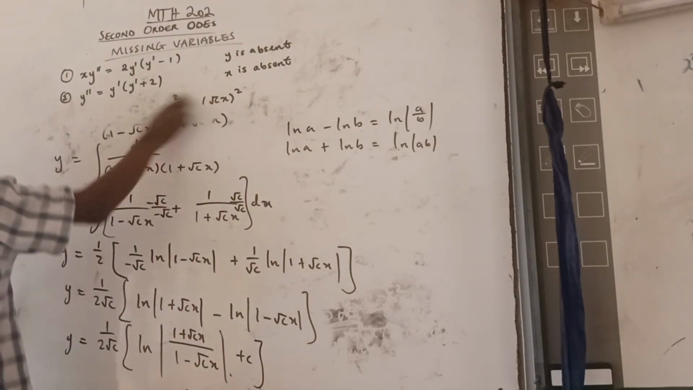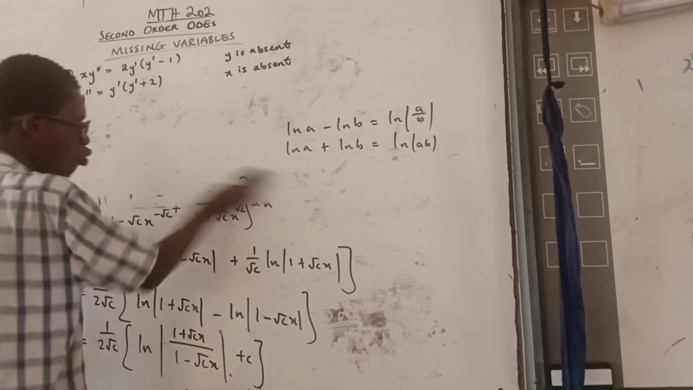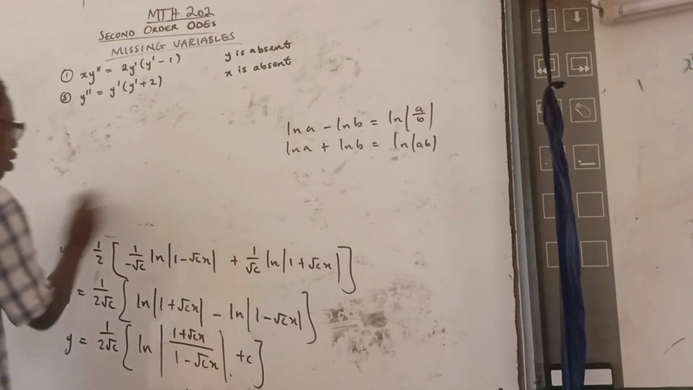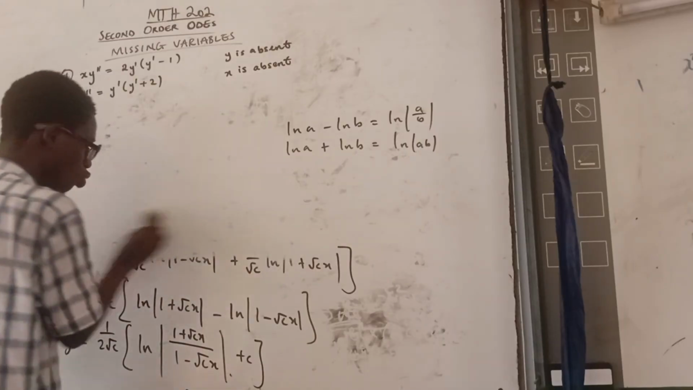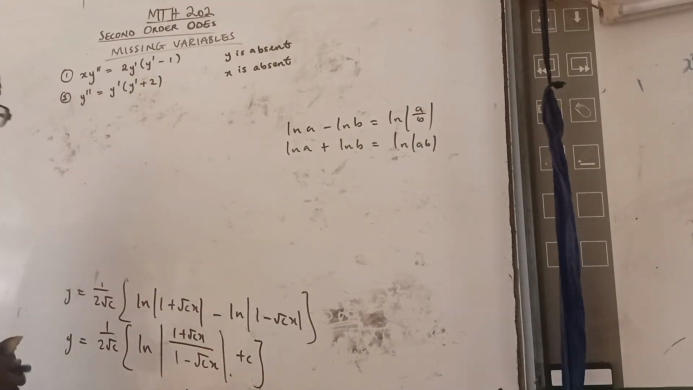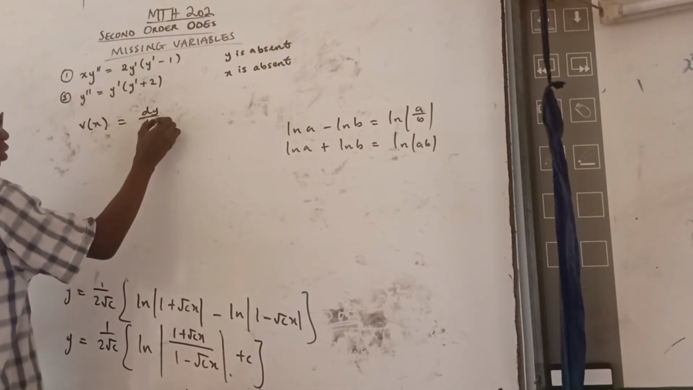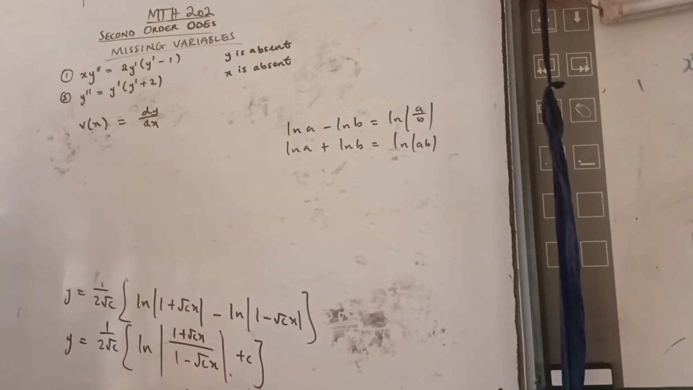But the main thing you need to know is not about all these steps. It's to know what to do exactly when you see this kind of equation. When your y is absent, you are going to use a v, which is a function of x. Y is the one that is absent. We are using a v, which is a function of x, and it is equal to dy/dx.